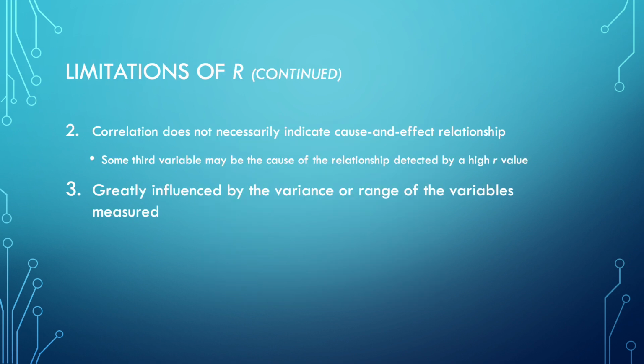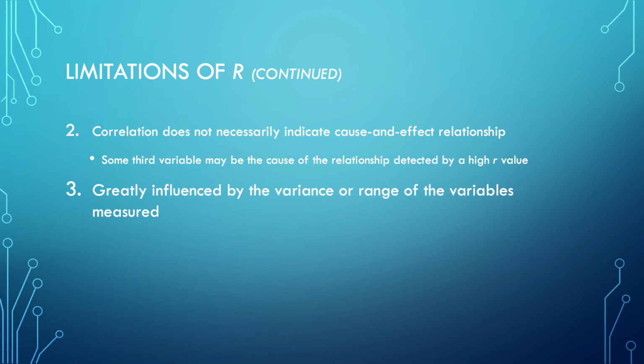There are some additional limitations of r. The first is that correlation does not necessarily indicate cause and effect relationships. Sometimes a third variable may be the cause of the relationship detected by a high R value. For example, we would expect to see a high correlation between elementary grade and shoe size. However, both of these are related to a third variable, which is age. So the younger you are in general, the smaller your shoe size.